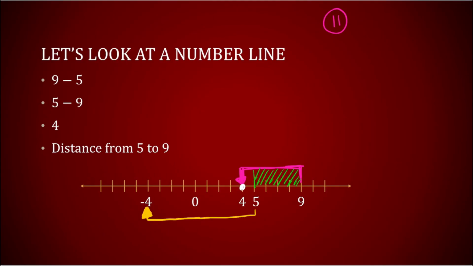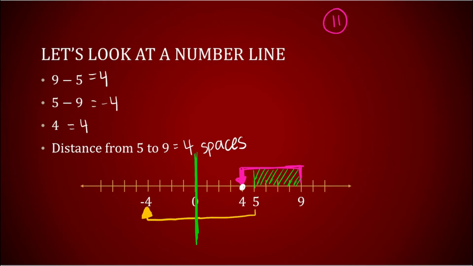So as you look at these, you might notice that all of these things have in common the number 4. For example, 9 minus 5 is equal to 4. 5 minus 9 is equal to -4. 4 is obviously just 4, and the distance from 5 to 9 is 4 spaces. So absolute value has to do with this. It's all about distances, and especially it's the distance from 0.